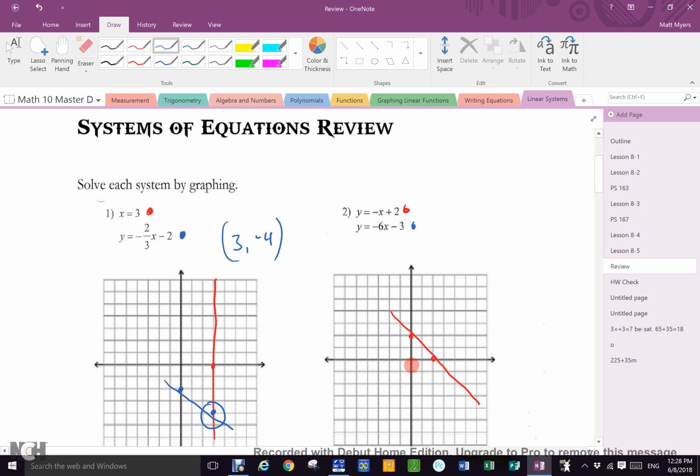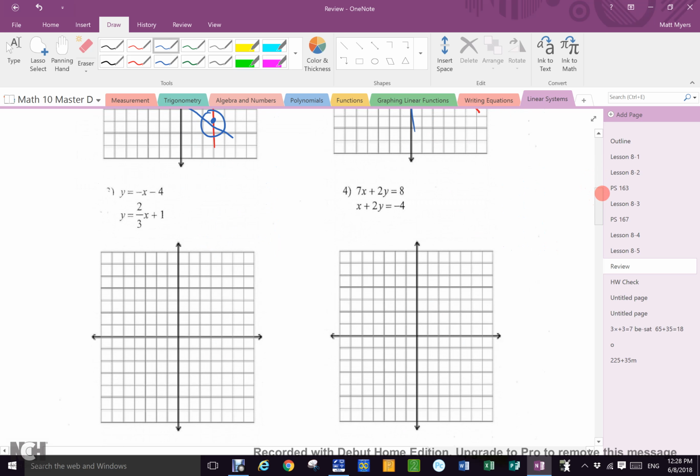Y-intercept of -3, 1, 2, 3. Slope of -6. If I go down, it'll be off the graph. So I go up 1, 2, 3, 4, 5, 6, and over 1. And there's the intersection. -1, 3. Again, it's already in slope-intercept form, so it's super easy to graph. Down 1, 2, 3, 4 with a slope of -4, or -1, I mean.